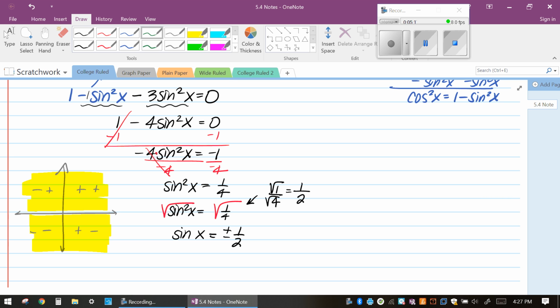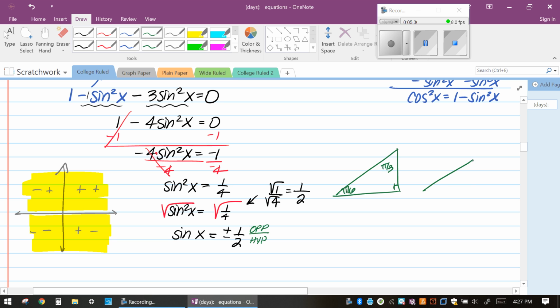Now think of your special triangles. This would be opposite over hypotenuse. Which reference angle would allow you to get 1/2 if you use opposite over hypotenuse? Would it be a 30, 60, 90? Would it be one of those angles, or would it be a 45, 45, 90? Which of those would give you 1/2 if you use a reference angle? I'm going to fill in my sides. And opposite over hypotenuse looks like it's going to be pi over 6 as my reference angle.